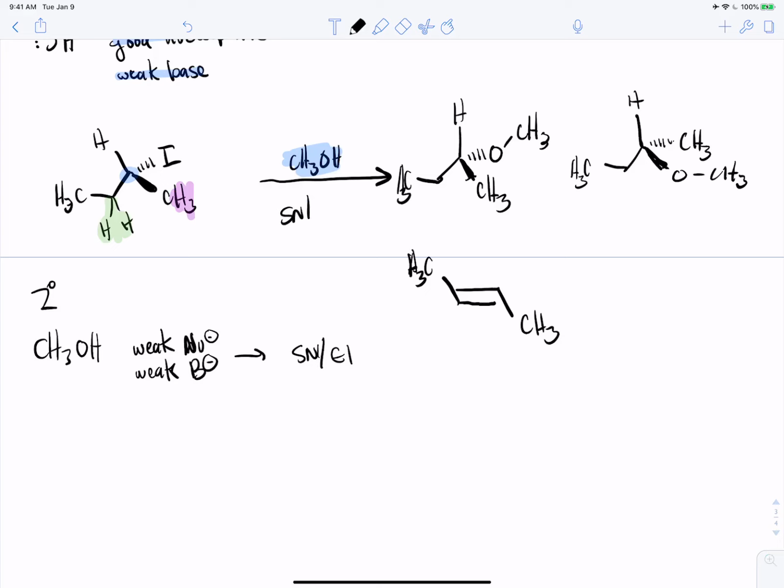So this goes through SN1, E1. Same substrate, but just a different reagent and a different outcome altogether mechanistically.